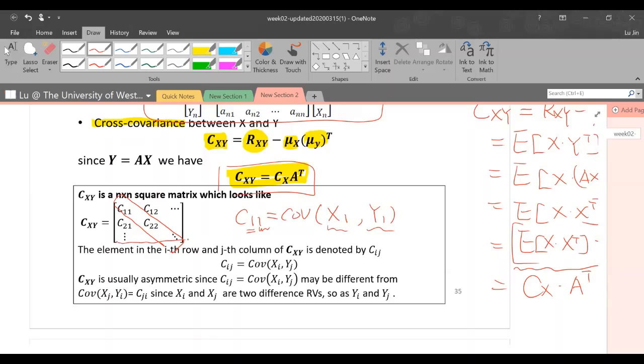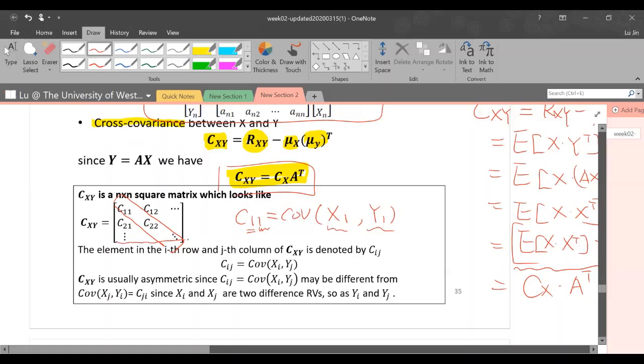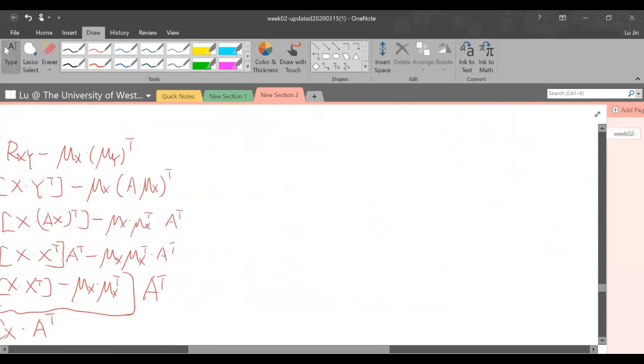Be very careful, please. This is the first point. The second point, maybe I want to ask you, do you think the cross covariance matrix is a symmetric matrix? In other words, my question is, is C12 equal to C21? Is Cij equal to Cji? The answer is no. The reason is here. For this cross covariance matrix, the Cij means the covariance between xi and yj, but the Cji equals the covariance of xj and yi. They are not the same.